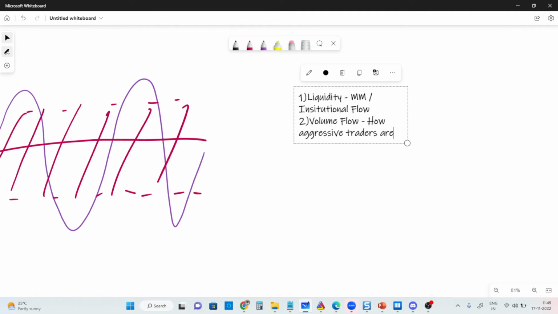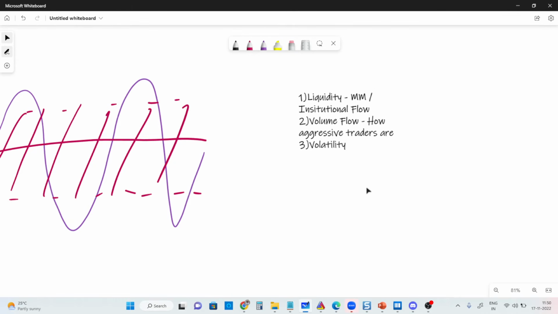Of course, it's a cycle, right? Once they buy, next time they have to sell in the markets. Now aggressive sellers are coming and selling in cryptos. So liquidity and volume flow alone are not enough. There is a third dimension, which we call volatility.